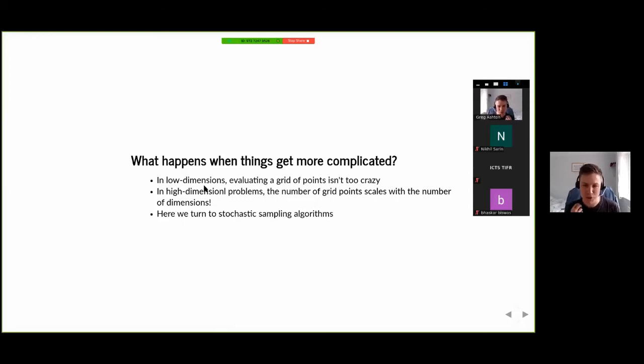And so that's really what people refer to as the curse of dimensionality. In a handful of dimensions, these kinds of searches, where you bisect or just evaluate a grid of points, work. But as soon as you're up to around 10 dimensions, they're completely impossible and computationally very inefficient. So that's where we turn to stochastic sampling algorithms.